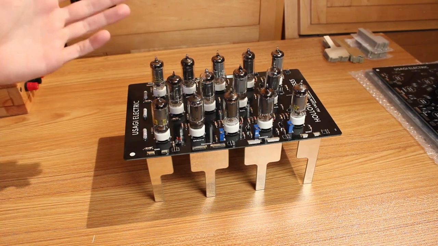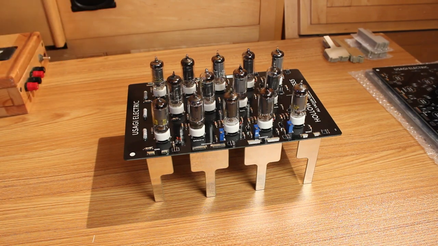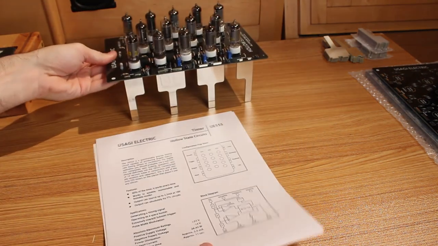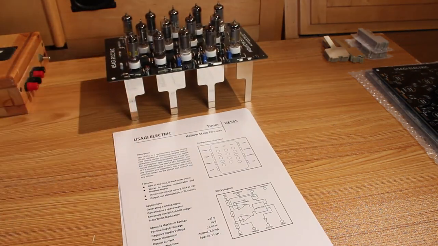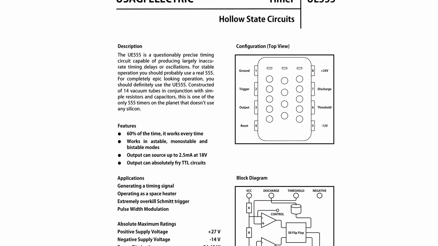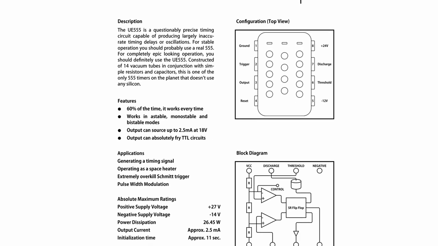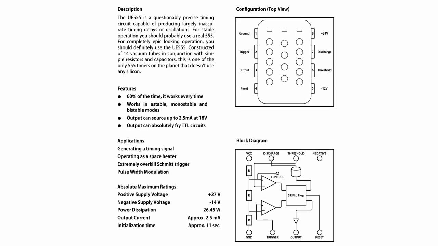And also, speaking of writing things down, it would be nice if we had some specifications on how the hollow state UE555 worked. Essentially, what I'm saying is that we need a data sheet for this thing. And it just so happens that I have a data sheet for the UE555. On the first page of our data sheet here, we've got some simple information about the timer itself, as well as a couple of block diagrams so we can figure out what's going on.